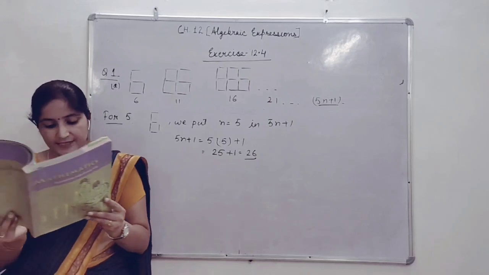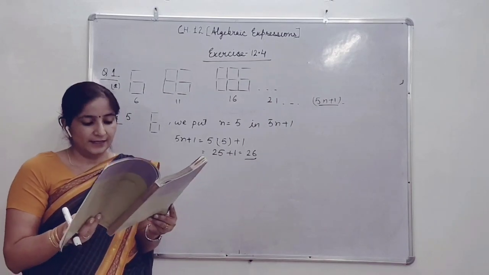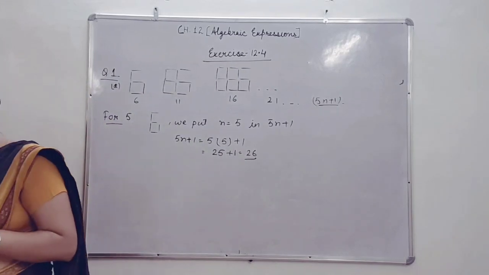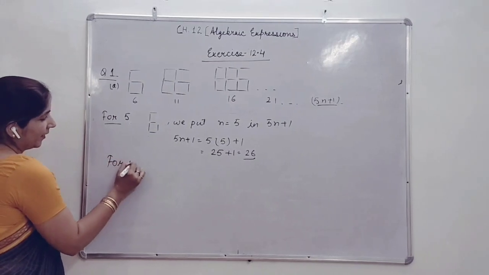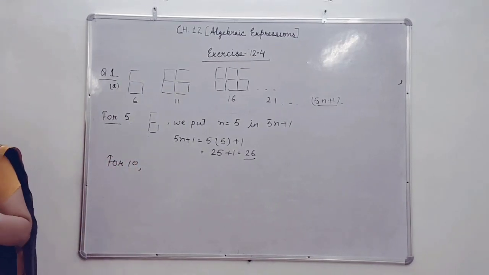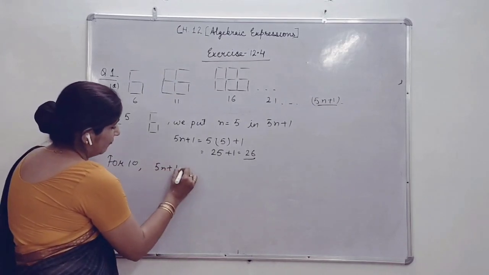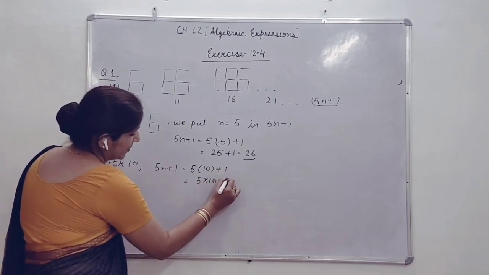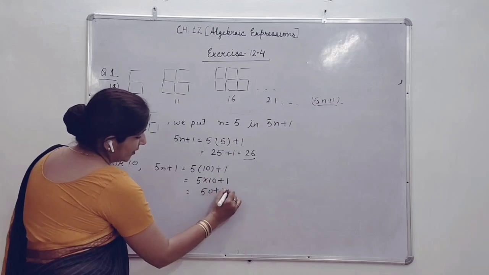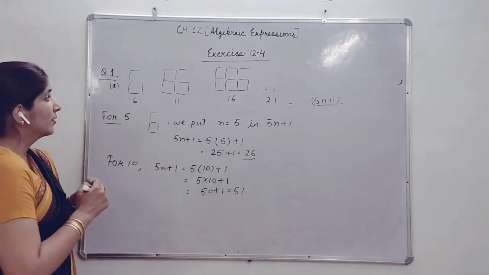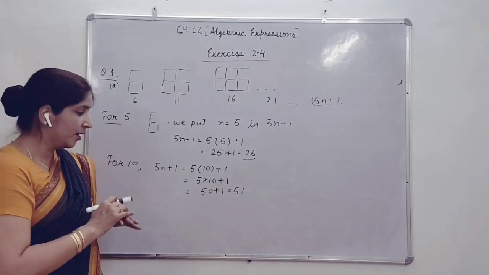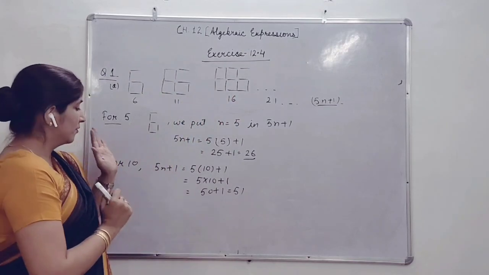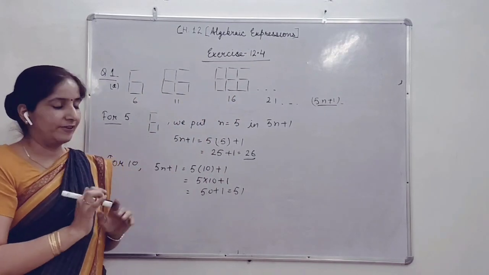Next in the question it is asked about forming 10 of these 6s. So for 10 we need to put 10. So 5n plus 1, we will put 10 here. Then 5 into 10 plus 1 will become 50 plus 1. So the answer is 51. So we need 51 different segments to form 10 digits of this type.